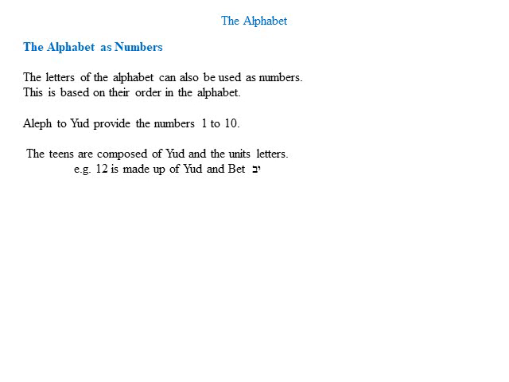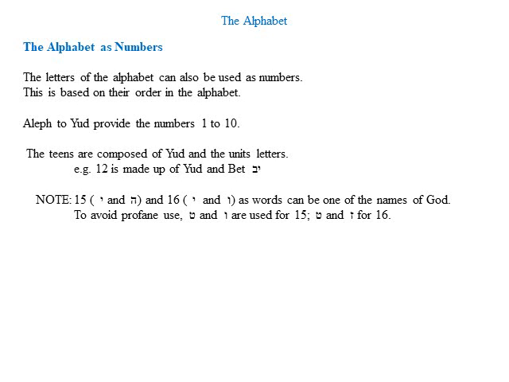Relatively simple, except for 2 problems. The number 15, one would expect then, would be Yud and Hey, and the number 16, Yud and Vav. But as words, these can also be the names of God. And so to avoid the prevailing use of Yud Hey and Yud Vav as numbers, Hebrew has come up with a different form using 9 and 6 for 15, Tet and Vav for 15, and Tet and Zayin, 9 and 7 for 16.